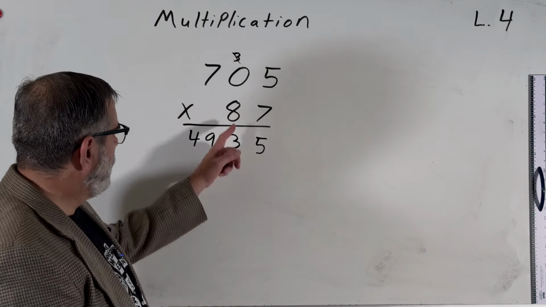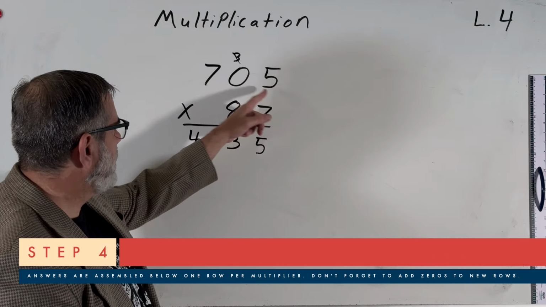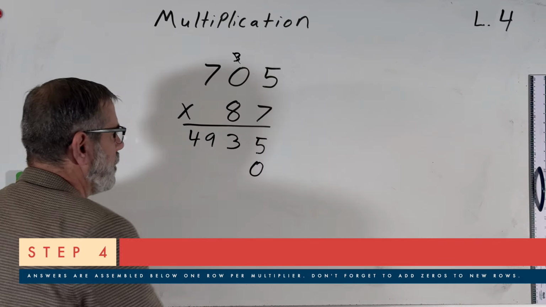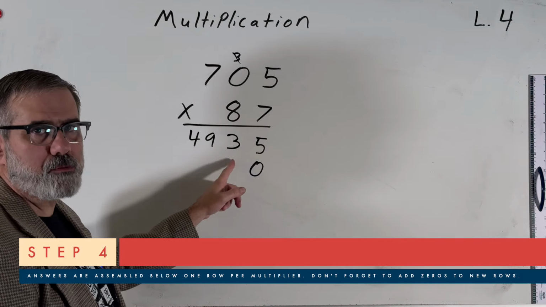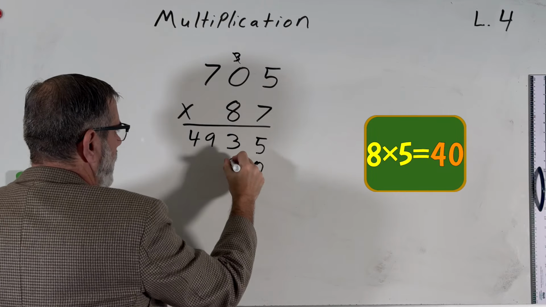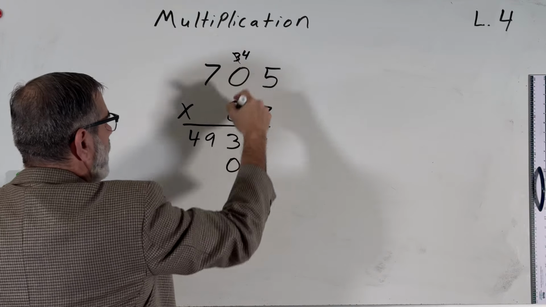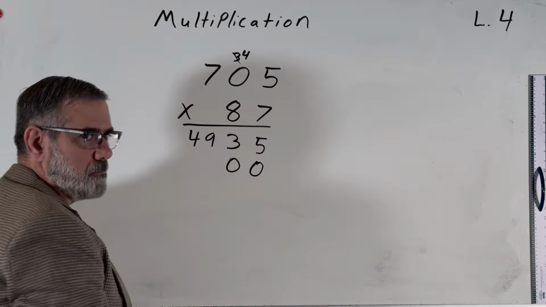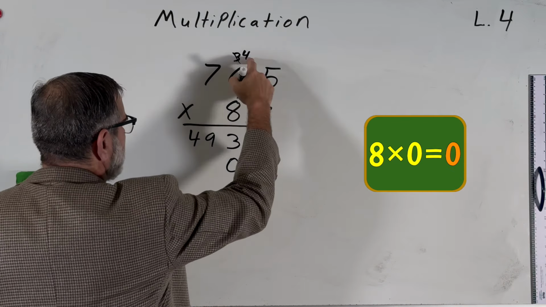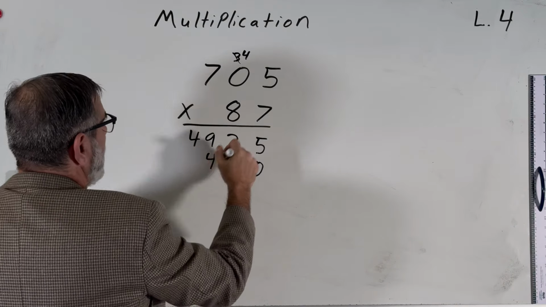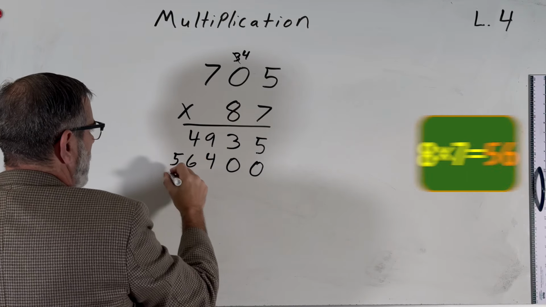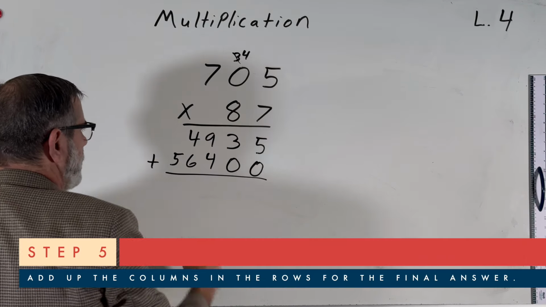Now we move on to the 8, because we've multiplied the 7 times everything up above, but this is, of course, 8 tens, so I need to remember to put a 0 here in the ones place, because I'm going to start in the tens place. 8 times 5 is 40. Carry the 4. 8 times 0 is 0, but plus 4 will make it 4. And finally, 8 times 7 is 56. Write that here. Add everything up.